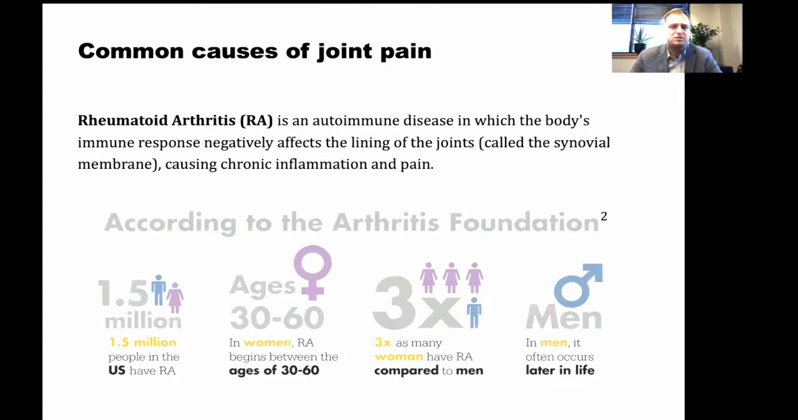Another type of arthritis is called rheumatoid arthritis. It's an autoimmune disease. That means your immune system attacks your joints, causing them to break down and causing pain and a loss of cartilage. It's more common in women, at a younger age, but men can get it later in life.